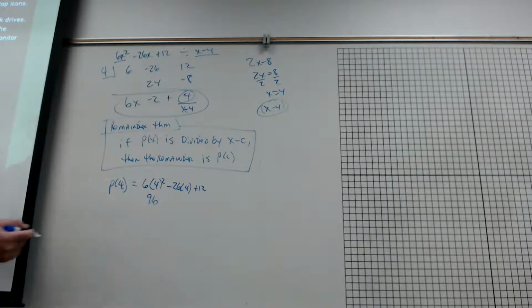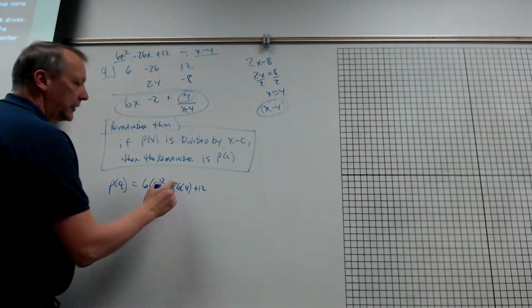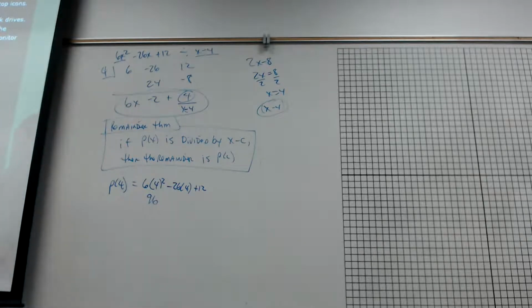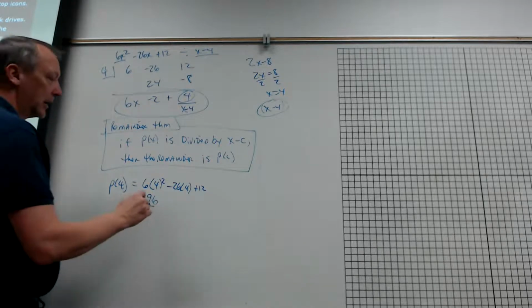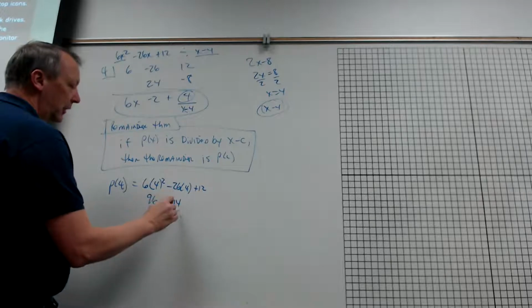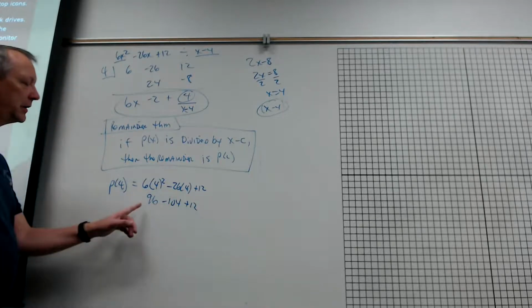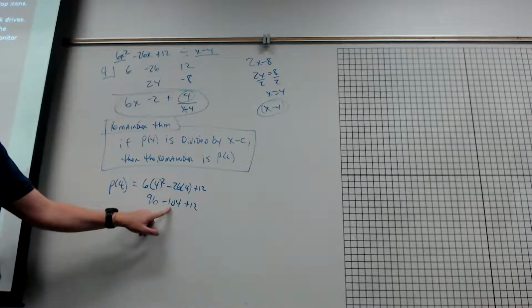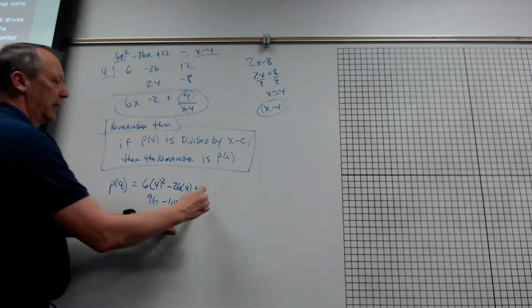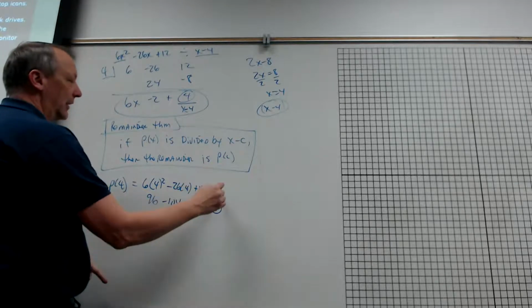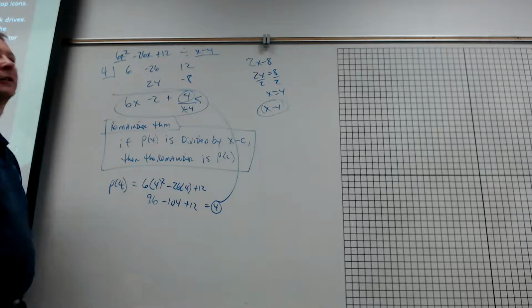26 times 4 is 104, so minus 104 plus 12. So 96 minus 104 is negative 8, plus 12 equals 4. I got the remainder.